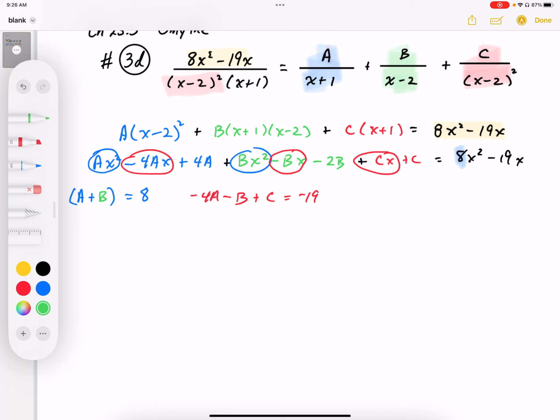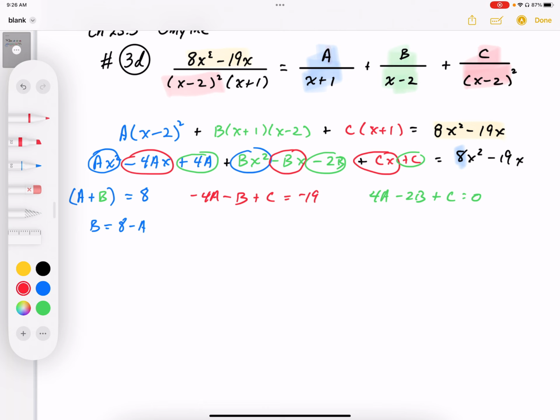And then I have my third equation, which is my constant terms here, here, and here. So I get 4a minus 2b plus c equals 0. Okay, so I need to do some substitutions here. So I'm going to maybe get rid of the b term in the red and green. So I'm going to do b is equal to 8 minus a.